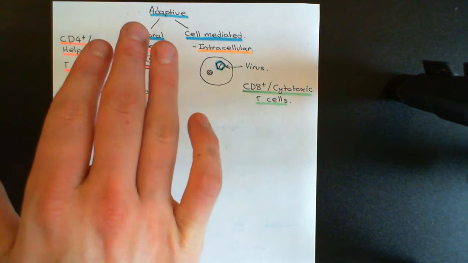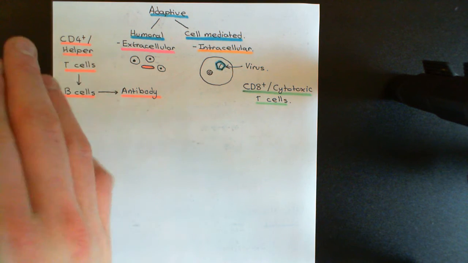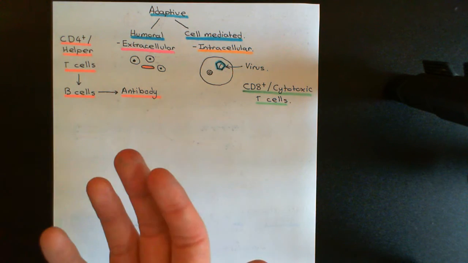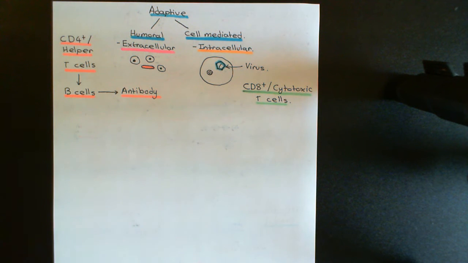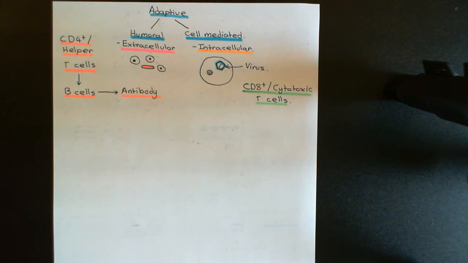The humoral is for extracellular pathogens and involves activating CD4 positive cells, which you can also know as helper T cells, which are specifically directed against that pathogen. They will then activate B cells that are specifically directed against your pathogen, and the B cells will then produce antibodies which are targeted against your pathogen, and they will be released into the blood, go and find the pathogens and result in their destruction.